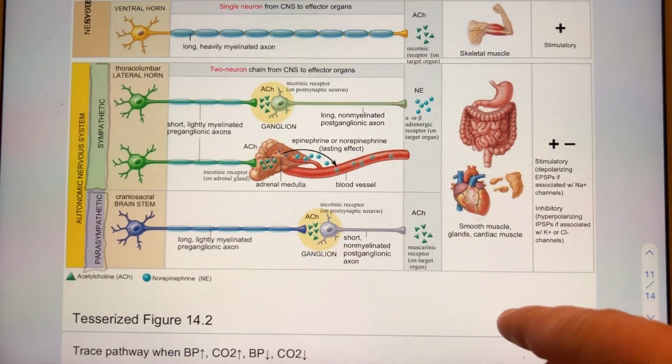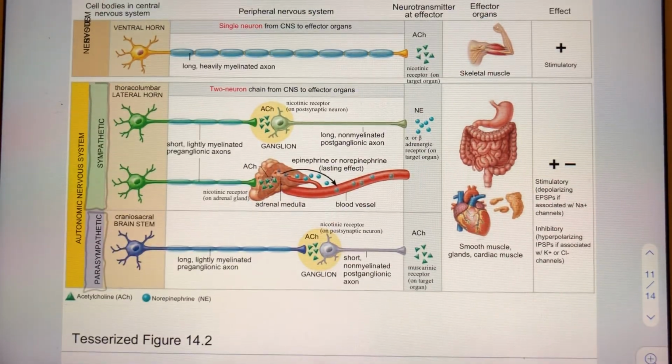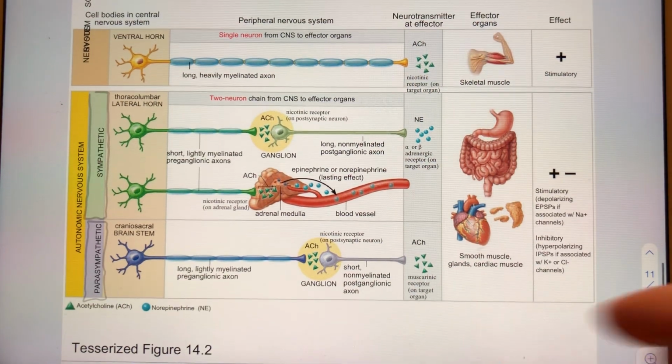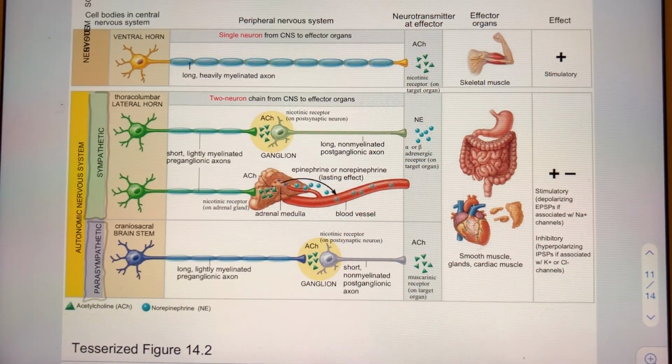Anyway, if we go to slide 12. Nope, I'm sorry, 11. It's askew here, but when you look at it through PowerPoint, it'll all line up just fine. This is a tesserized figure. And whenever I say that a figure is tesserized, it means that I've altered the original figure to make it even more informative, aka even more of a nightmare. Okay. And this really highlights for us some of the chief differences between sympathetic and parasympathetic innervation. Okay, it's a good idea to keep that handy.